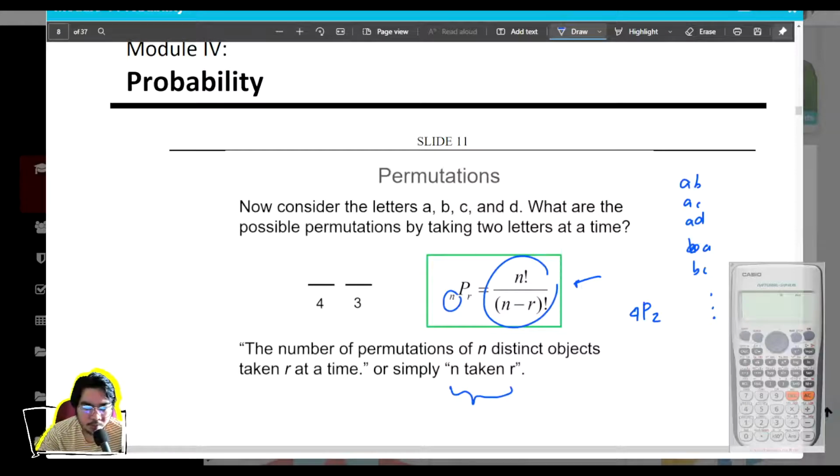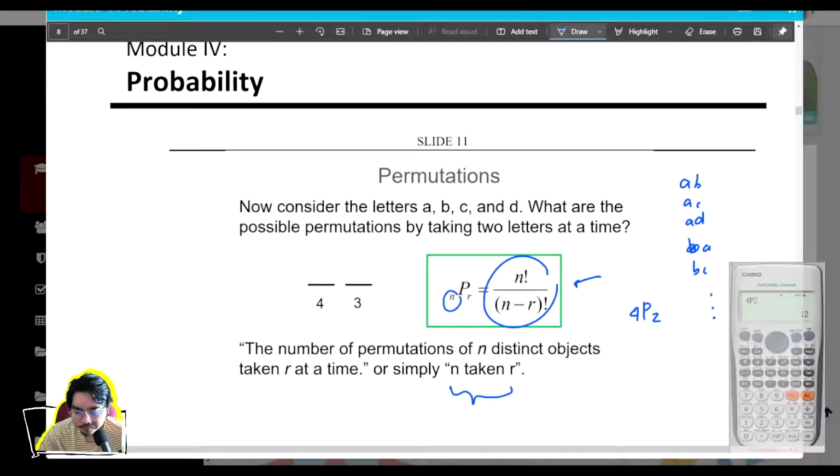So, we can try to input that, no? So, let's take 4, taken 2 at a time. So, I press the shift and press the multiplication button. So, that gives me 4P, and I'm taking it 2 at a time. So it should give me 12. Okay? So 4 taken 2 at a time is equal to 12.